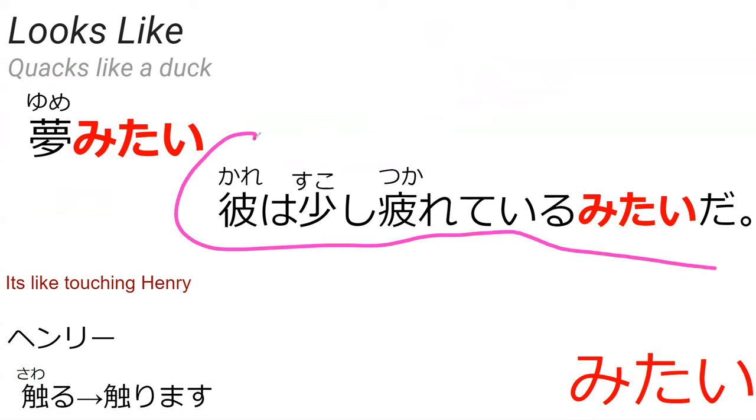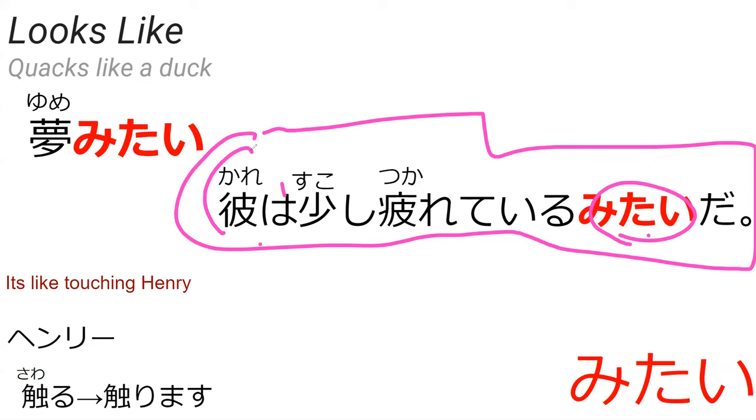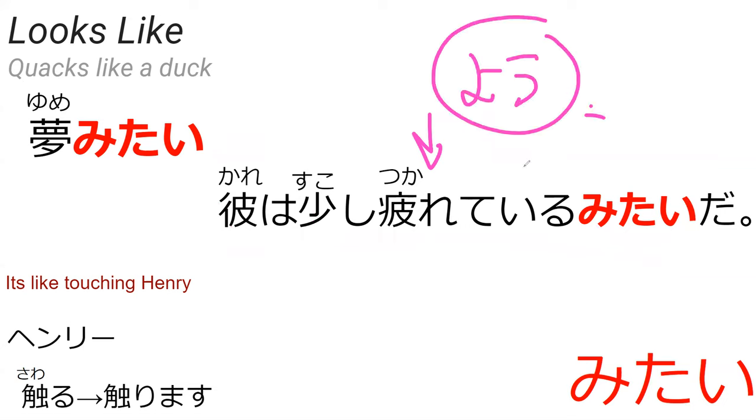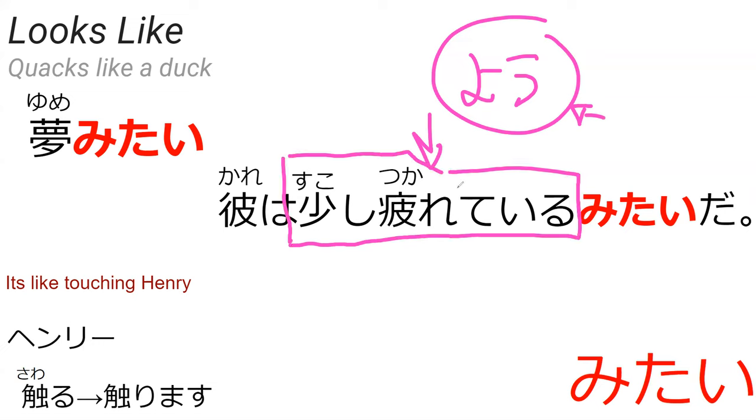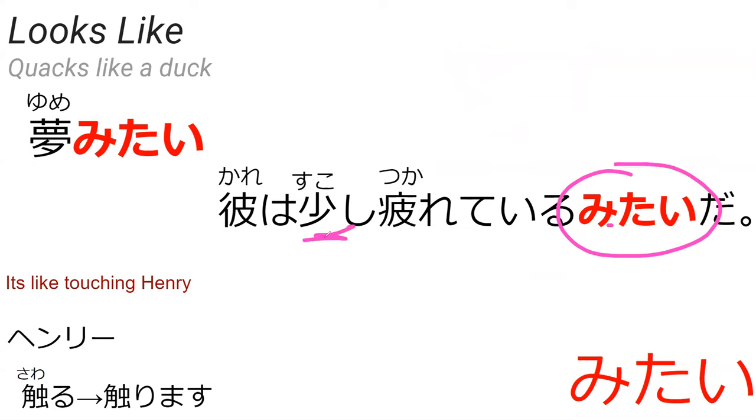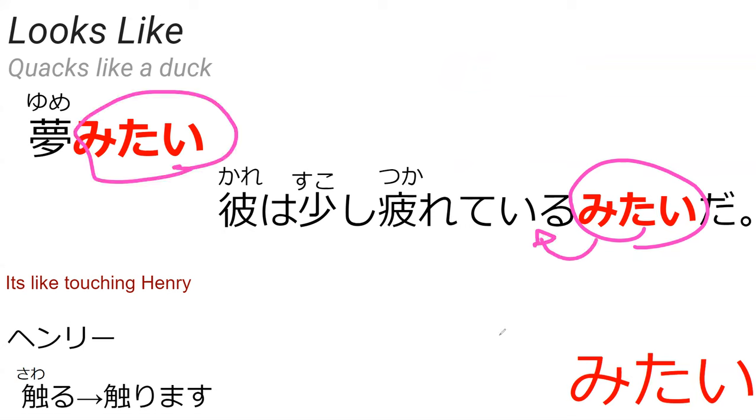Can you read this for me? Kare wa soku shi. So right here it's saying it looks like he is a little tired. This is an example sentence where we can't use yo, because yo is more like similes. Here you're making an assumption, right? We're assuming that he's tired. He looks like he's tired. So mitai can be used just like yo, or it can be used if you're making an assumption about something.